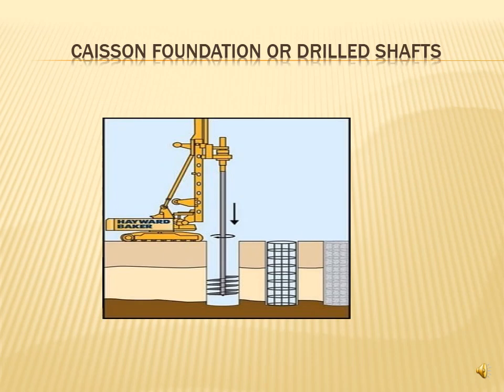The last type of deep foundation is the Caisson Foundation, or what we call also drilled shafts. They are similar to pile foundations. They are most often used in the construction of bridge piers or other structures that require foundation beneath rivers and other bodies of water.